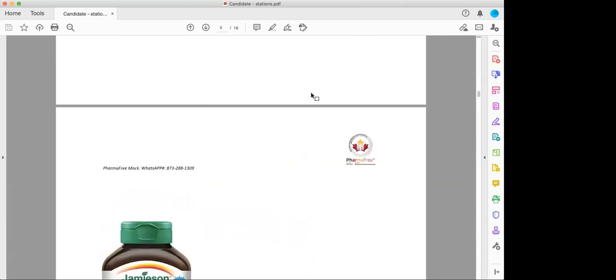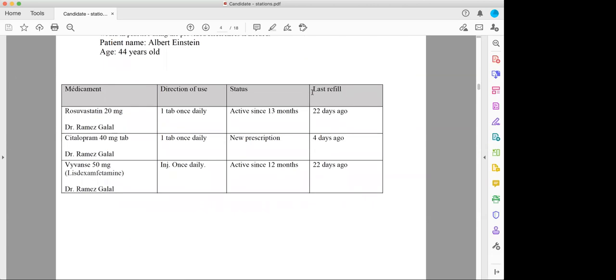Okay, that's it. So this is a station. Okay, correct the dose. If the patient has serotonin syndrome, is it an emergency situation or just a severe symptom? Serotonin syndrome.